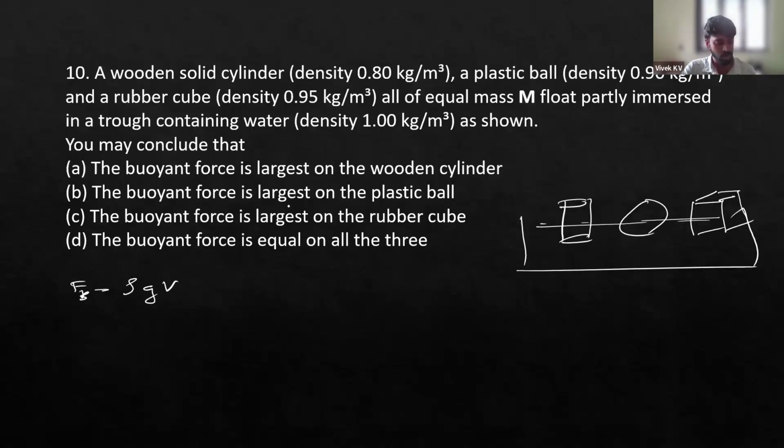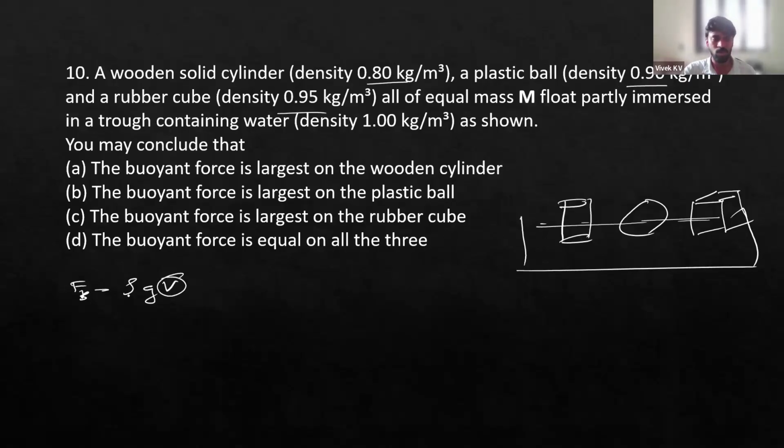The buoyant force is largest on the plastic bowl. The buoyant force is largest on the rubber cube. The buoyant force is equal on all three. Okay, so we have wood with a density of 0.8, plastic ball 0.9, and a rubber cube of density 0.95. So the lower the density, the larger the submerged volume. All the objects will be partially immersed.